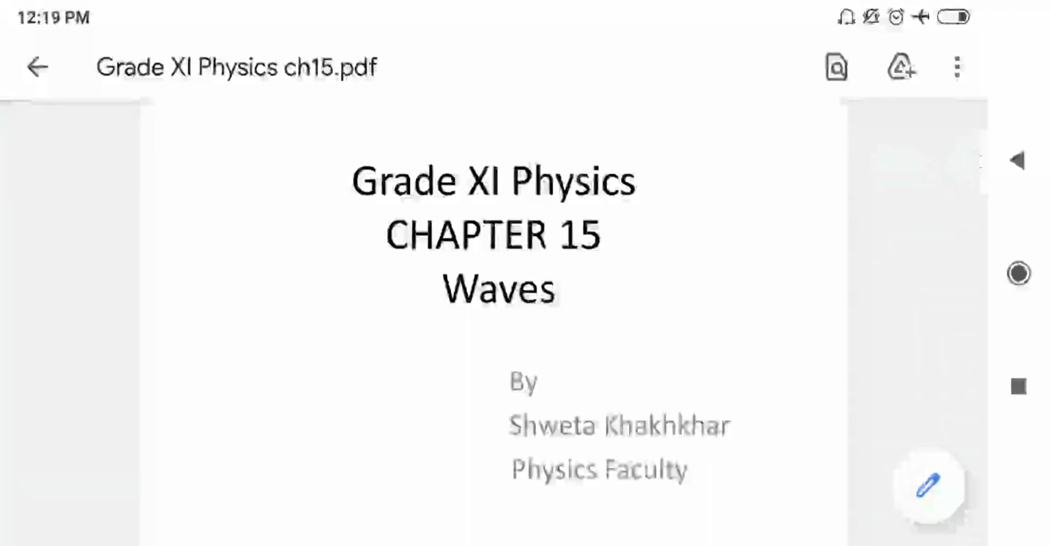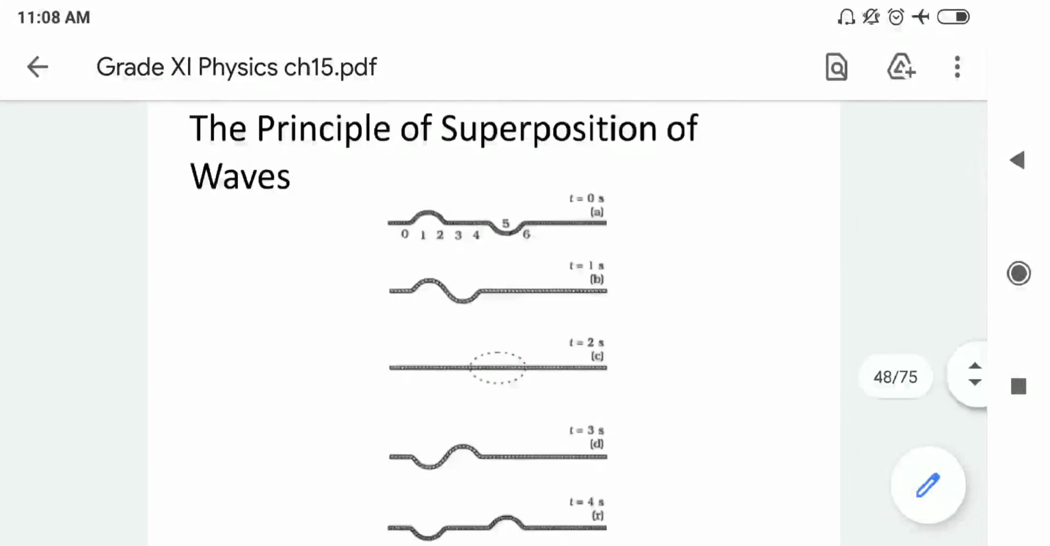Here we are going to start the new session of chapter 15, waves. Now let us understand the principle of superposition of waves. We know superposition means that while there are two or more quantities that we need to determine, we first analyze them individually and then take their net effect together. In the same way, we are going to analyze the waves.